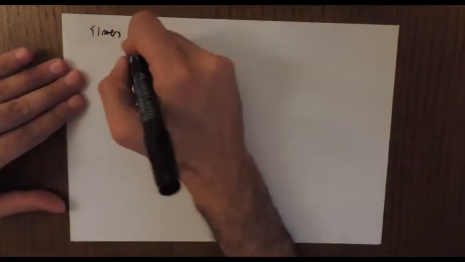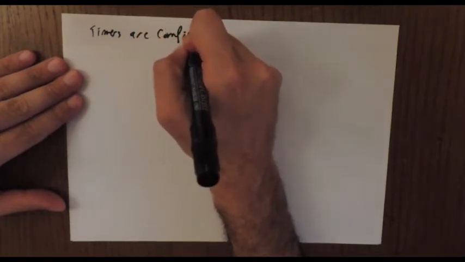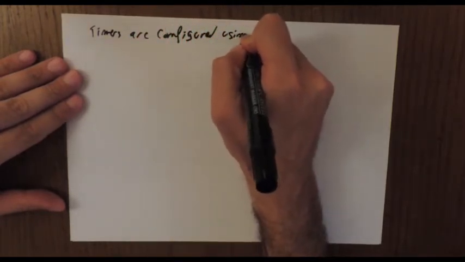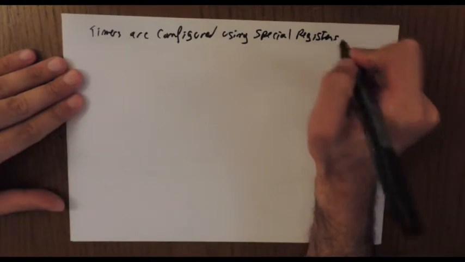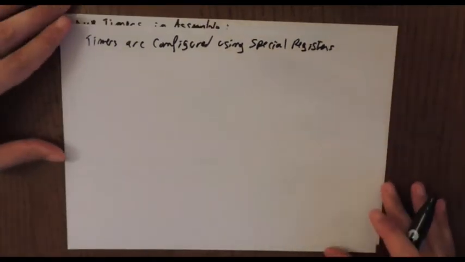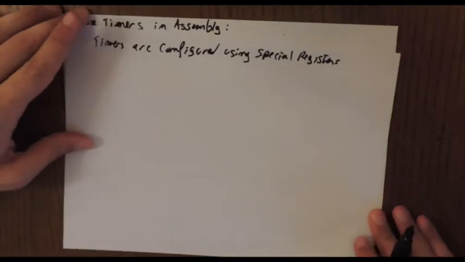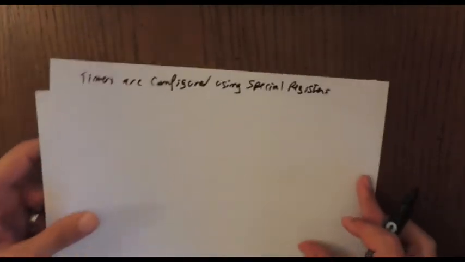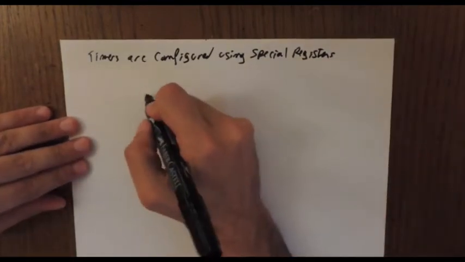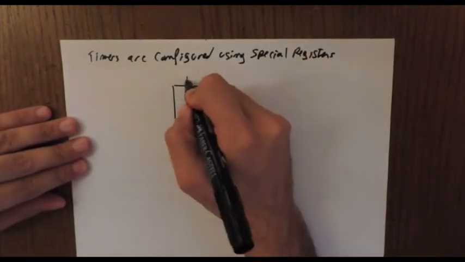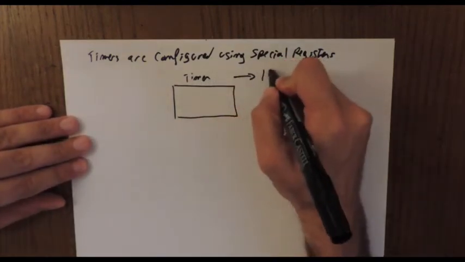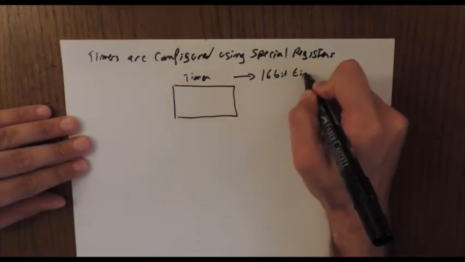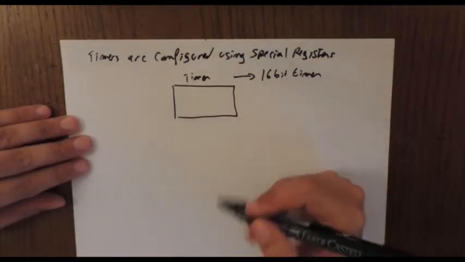So how do we configure timers and how do we use them? Timers are configured using special registers. These special registers have the ability to configure your timer to behave in a certain way. So for example, let's say this is the timer. Of course, the timer needs to count from somewhere. It's a 16-bit timer, so of course, we need to load it with a value.